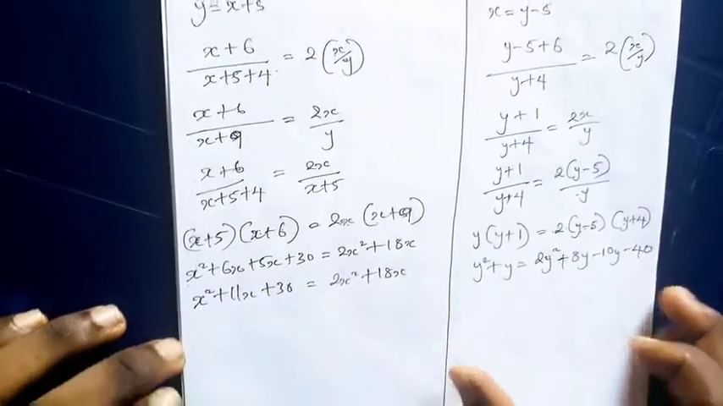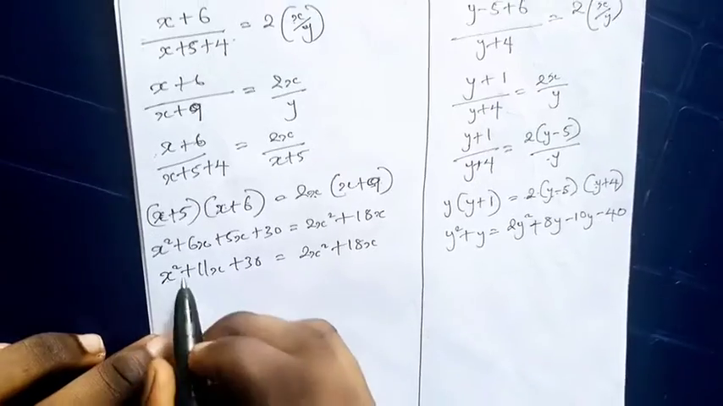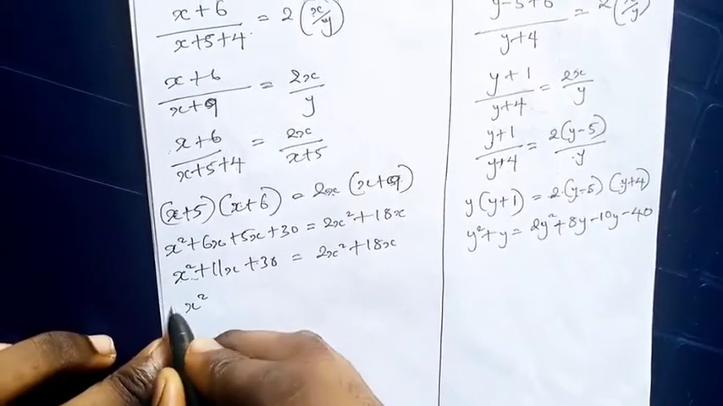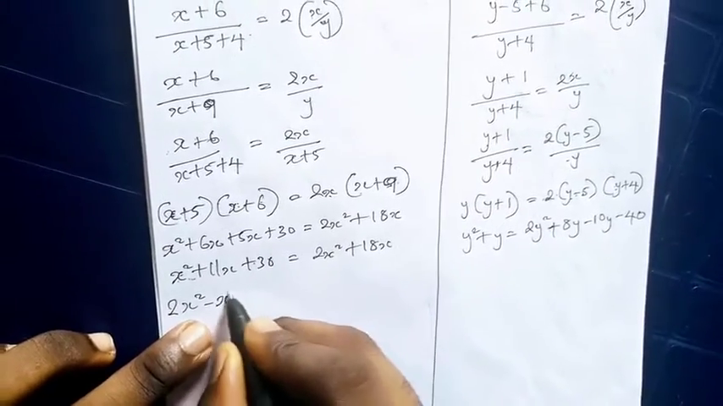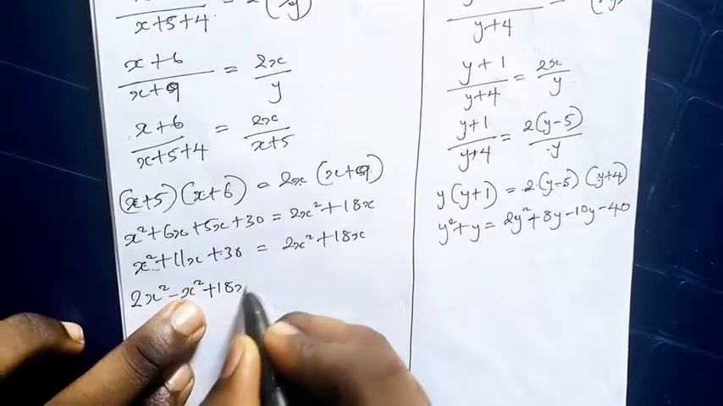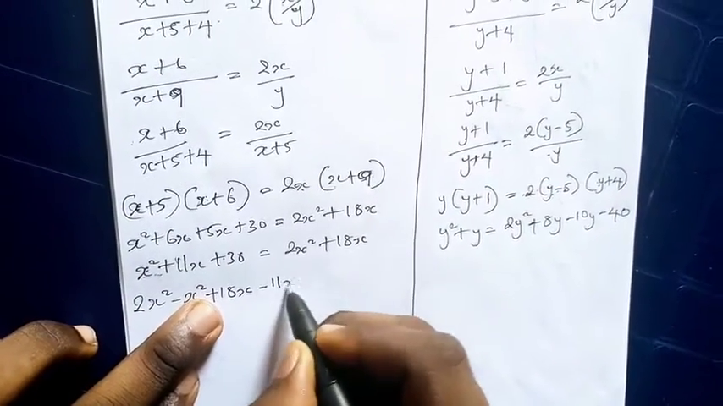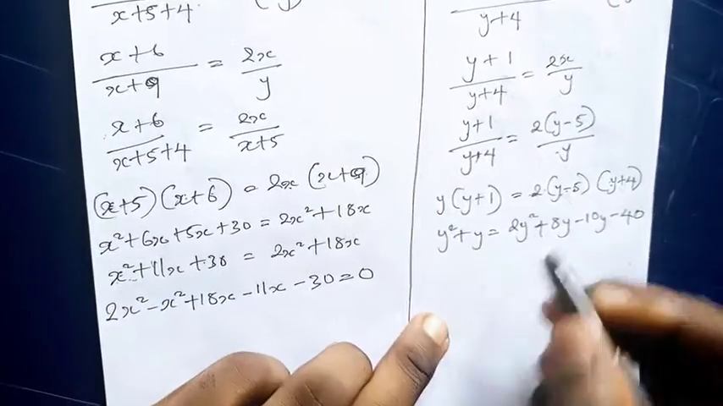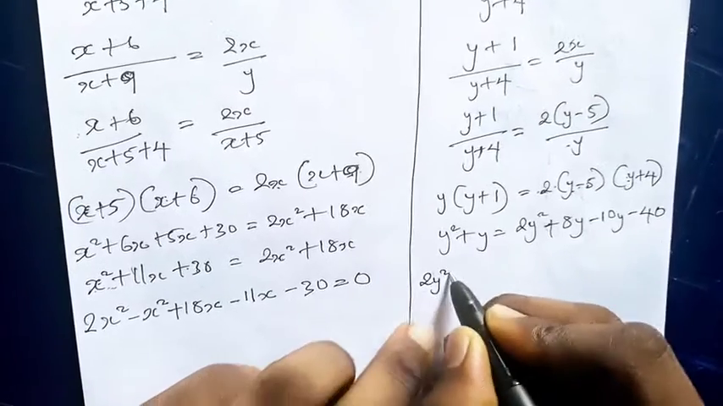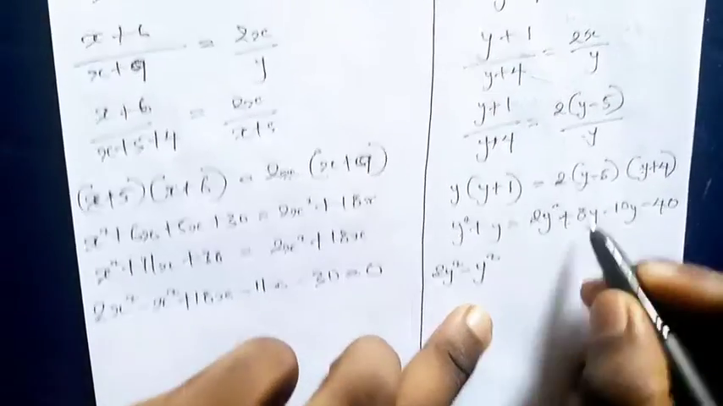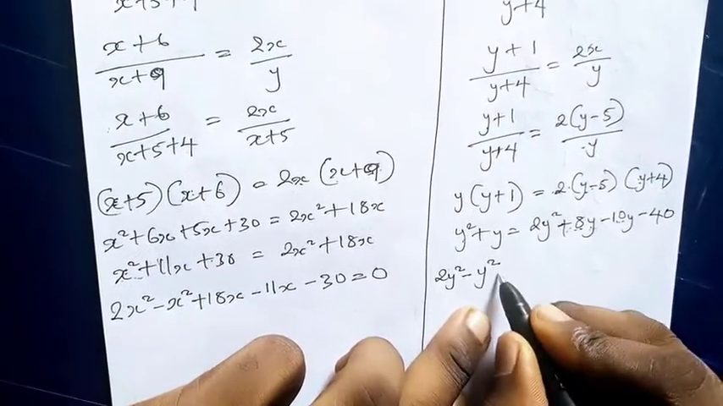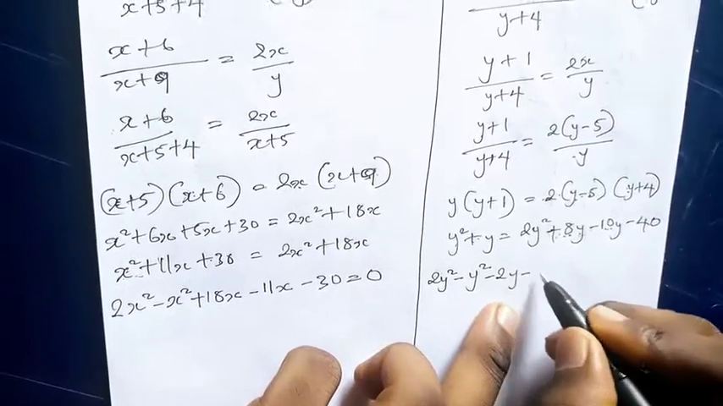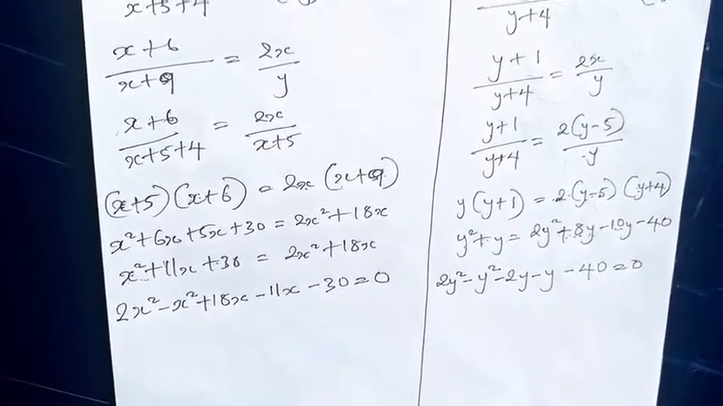Okay, the both of them are at this stage still solving independently. If Mr. A solves further, he will have 2x squared minus x squared plus 18x, bringing this one above the equality sign, minus 11x, then minus 30, all equal to 0. Then Mr. B, on the other hand, has 2y squared, bringing this one above the equality sign, minus y squared, minus 2y, and bringing this above the equality sign, which is plus y, becomes negative y, negative 40, all equal to 0 also.